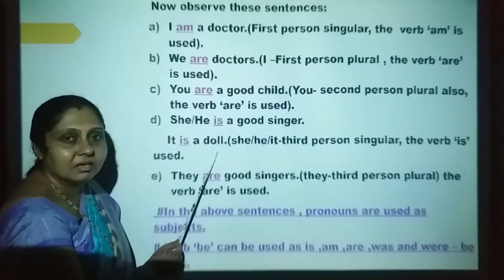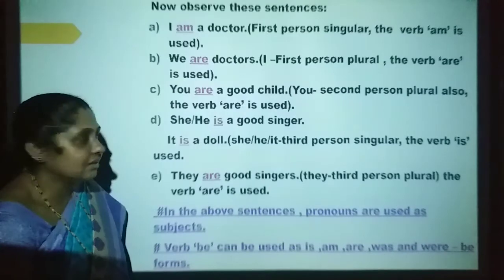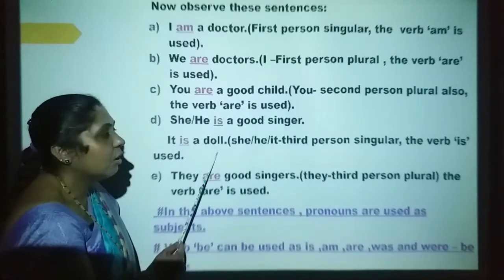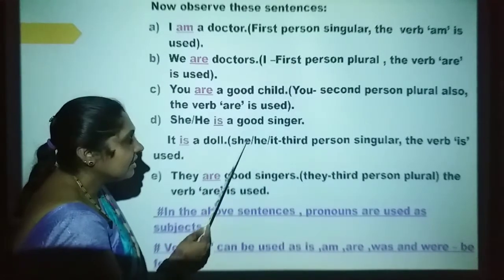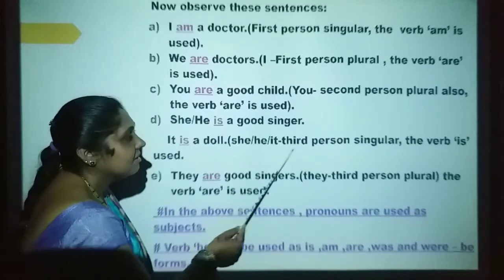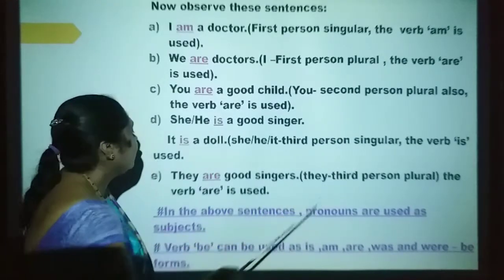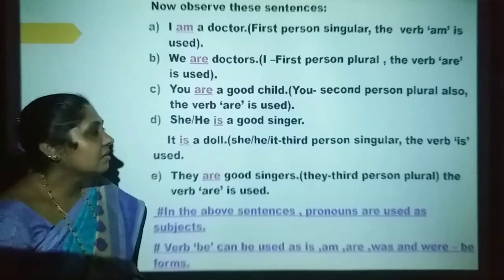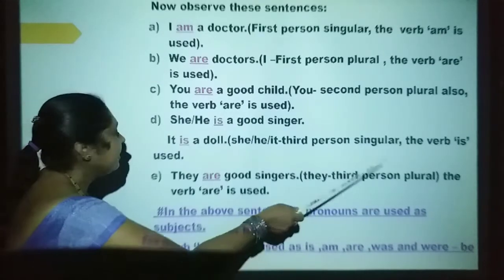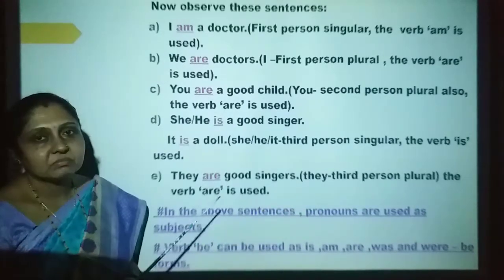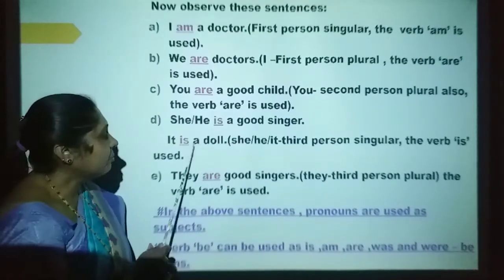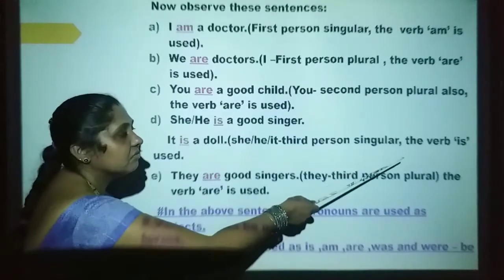It is a doll. It. When you are telling about other things, you say it is a doll. So, she, he, it, third person singular, the verb is used. The verb what you use? The verb is used. So, when you use third person singular, you use the verb is.